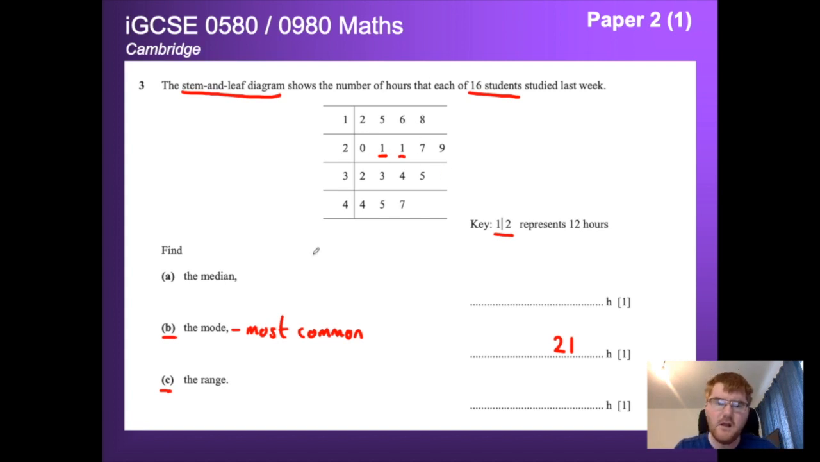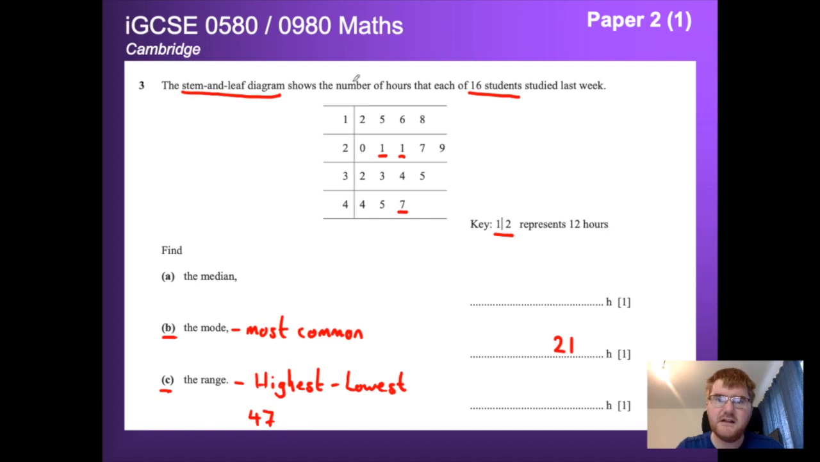The range, remember, this is something you do need to know for your 1 mark, is the highest number minus the lowest number. So highest minus lowest. What's our highest number here? Well, that is 47. So let's write that down.